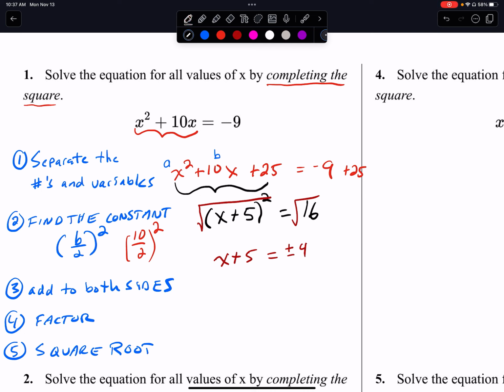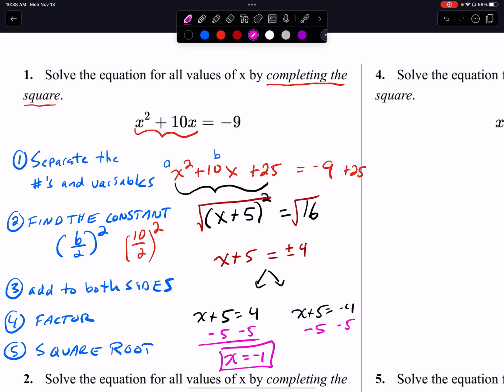So to solve completely, this is going to turn into two different cases. What happens if 5 more than a number is +4, or 5 more than a number is -4? To solve, I simply subtract 5 from both sides, and you do the same thing in both equations. So we get two solutions: 4 minus 5 is -1 is one solution, and -4 minus 5 is -9 is our second solution.